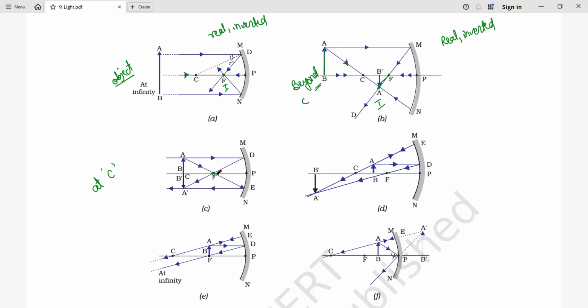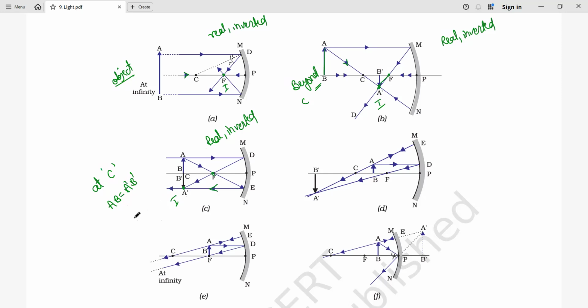The ray is going to pass through the focus, and after reflection, it becomes parallel to the principal axis. Finally, both have a real meeting at the point A dash. Here you see that AB equals A dash B dash. So the image formation takes place here due to real meeting. It is real, inverted, and the same size as the object. Up to this is okay.